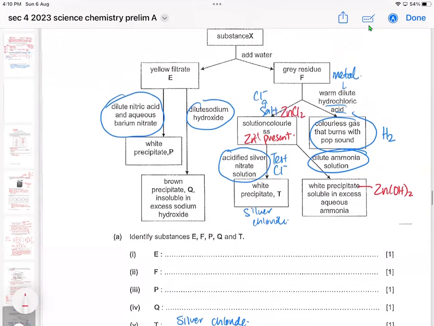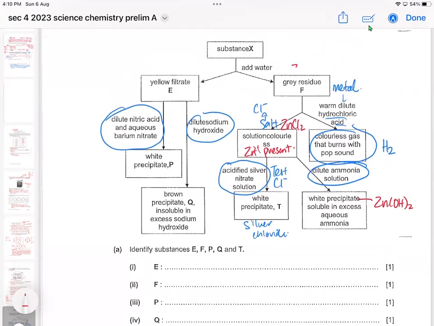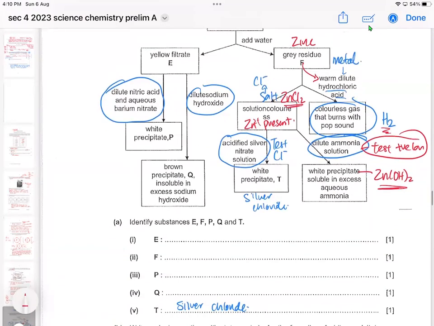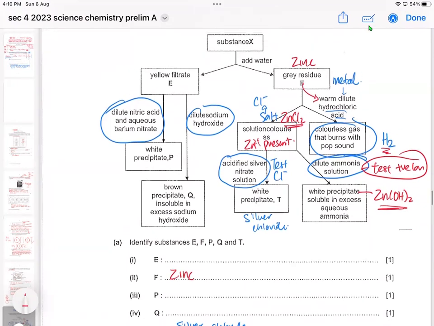If you backtrack some more, that means this metal F here should be zinc, because zinc reacts with hydrochloric acid to give you zinc chloride and hydrogen gas. So this is basically to test for the positive ion, and this positive ion is tested to be zinc. So our F here is zinc metal. Okay, any questions on the right branch?